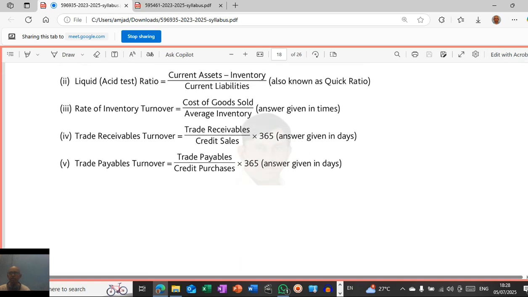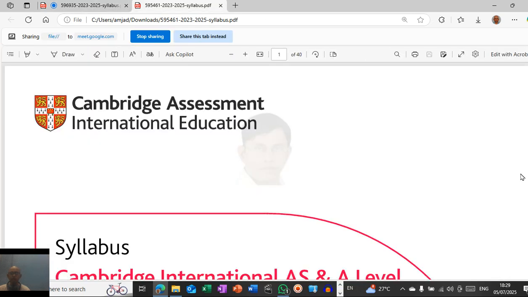Then trade receivables turnover ratio: trade receivables upon credit sales into 365. Trade payables turnover ratio: trade payables upon credit purchases into 365. All these ratios are very important, and that's all in IGCSE. We'll be discussing all these things, plus previous year question papers, lots of question papers, tests and knowledge questions. So keep updated.